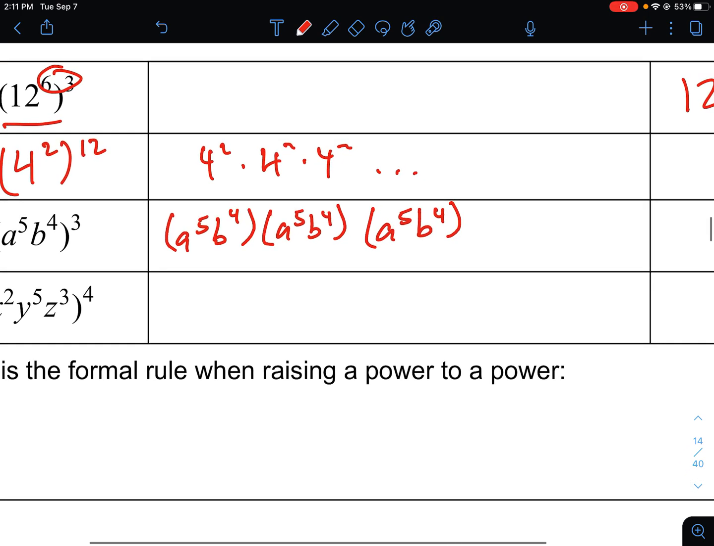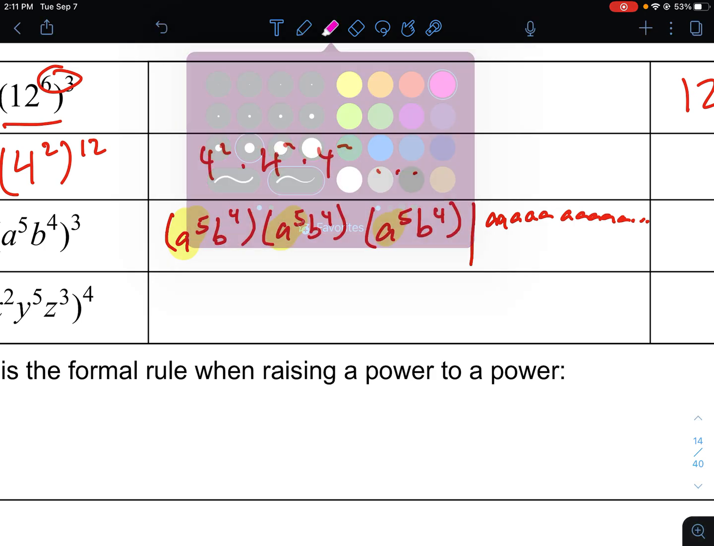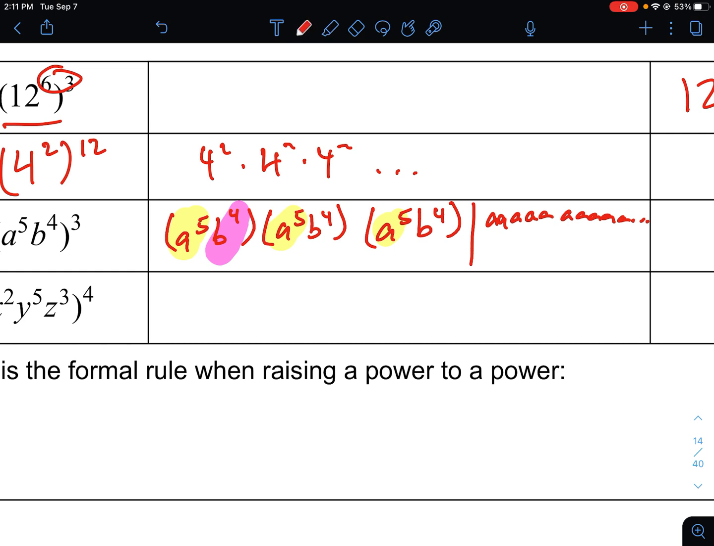Well, you've got a times a times a times a times a. That's 5 a's, plus another 5 a's, plus another 5 a's. So you could just write that as a 15 times. And then what about your b's? Well, let's look at our b's. We've got b to the 4, which is 1, 2, 3, 4, plus another 4 b's, 1, 2, 3, 4, plus another 4 b's, 1, 2, 3, 4. So on.